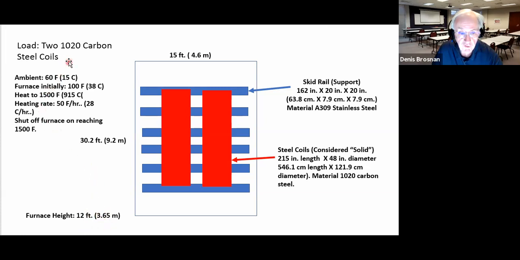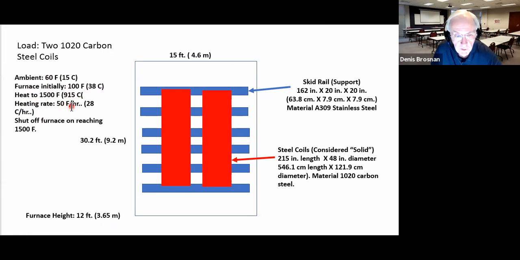Ambient temperature is 60 degrees Fahrenheit. I set up this with the furnace initially at 100 degrees Fahrenheit, just to say the furnace had some residual heat in it when it was used. That's not too important to worry about. We're going to heat up to 1500 degrees, and then we're going to turn the furnace off. We're going to shut it off. We're going to heat at 50 degrees Fahrenheit an hour.